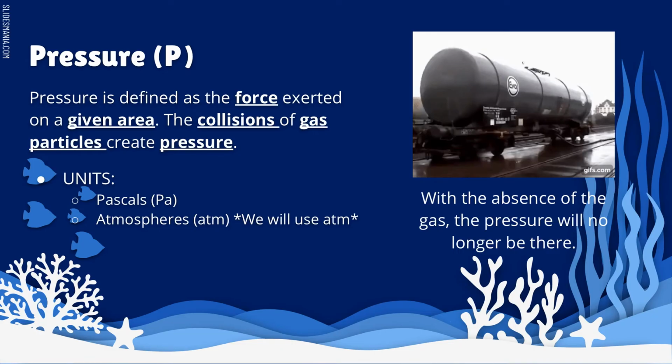Pressure. Pressure is defined as the force exerted on a given area. The collisions of gas particles create pressure, so pressure on the side walls of the container. The units we use are pascals, ATM, millimeters of mercury. There are several different ones, but in this class, we are going to use ATMs just to simplify things. With the absence of the gas, the pressure will no longer be there. So in that container, there would be no pressure if there was no gas in it.